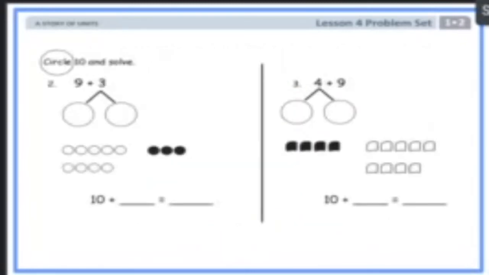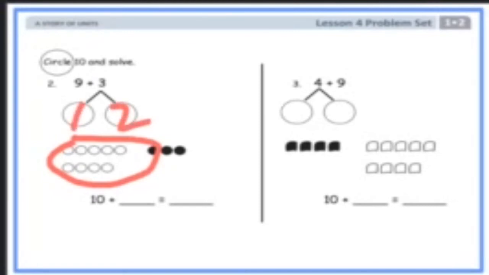Alright, the next worksheet is this. It says circle 10 and solve. Alright, circle 10. So I have 9. I want to circle my 10. Yes, so that is 9 plus 3. And the 3 I'm sharing it into 1 and 2. So this will form my 10, which I just did. 10 plus how many is left? 2 equals to 12, because 10 2 is 12.